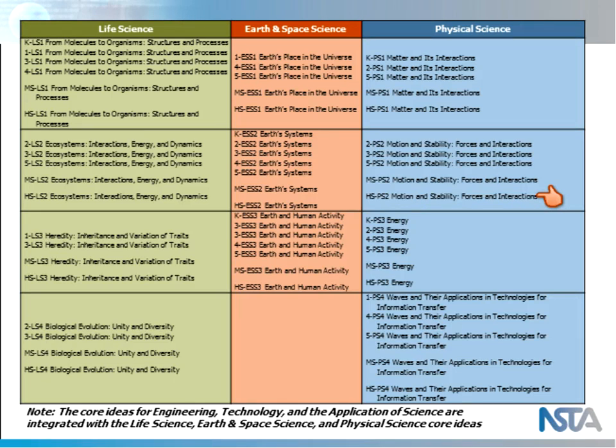Obviously continuing on down through the physical science, you go to energy, and then finally starting with another set of waves and their applications and technologies for information transfer. If you were to scroll on down this document, you would then come to a life science set. And I don't think I need to go through it, but you would see first something from molecules to organisms and so on. And finally, the third set would be the earth and space science. So this is the so-called combined DCI document.